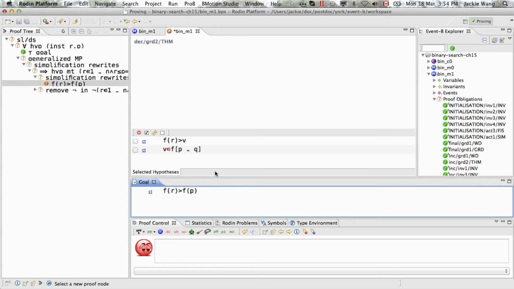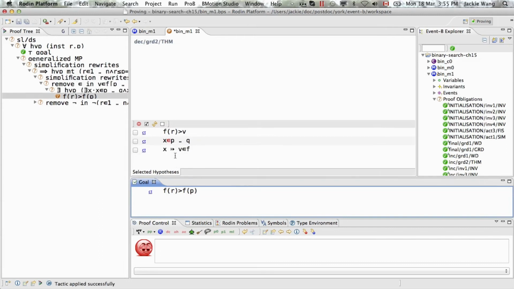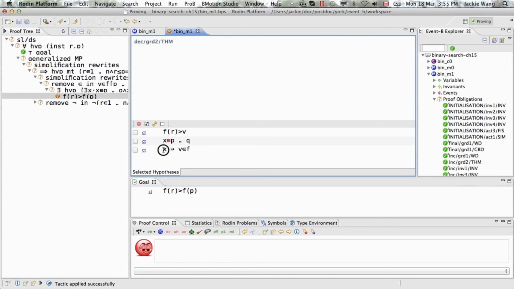And the only way to go further would be to remove the membership. If you look at this expression here, it says v is a member of the relational image of f from the interval of p up to q. That means there exists some element index x such that f of x is equal to v. That's exactly what this expression is saying, and that's what the Rodin will rewrite this expression to. So let's remove the membership, and you will actually see that there is an x such that x maps to v is in f.